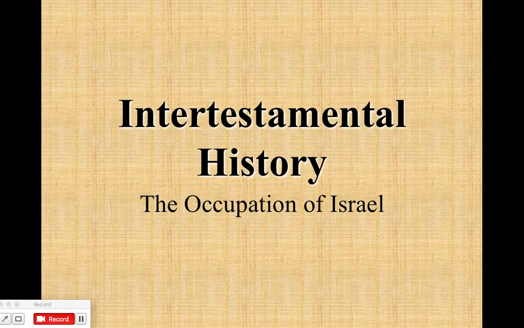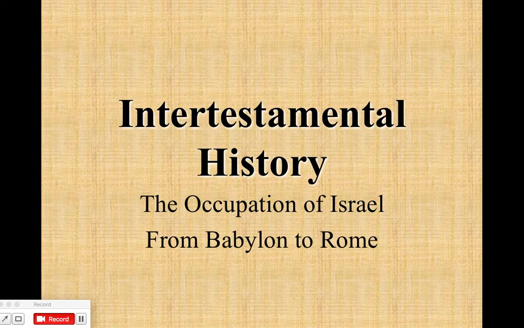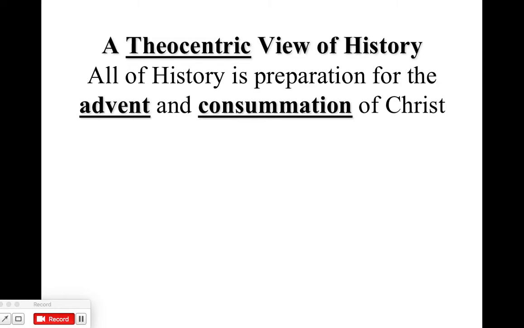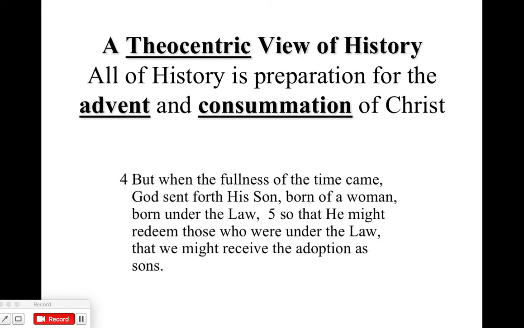So this first session is on what we call the intertestamental history. It's about the occupation of Israel all the way from Babylon to Rome. And as we go through this time, what we're looking at is what we call a theocentric view of history, and that is that every point in history is about the preparation of the coming of Christ.